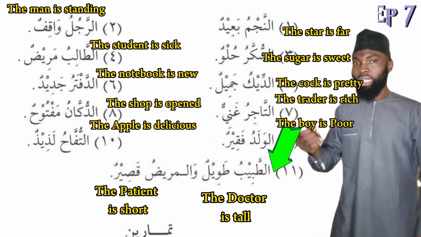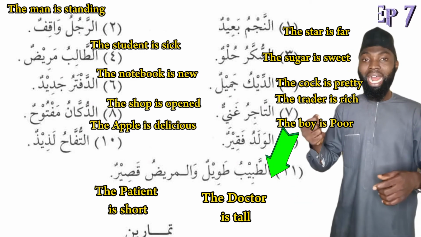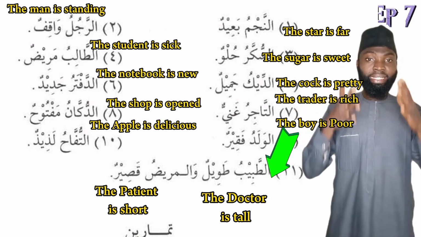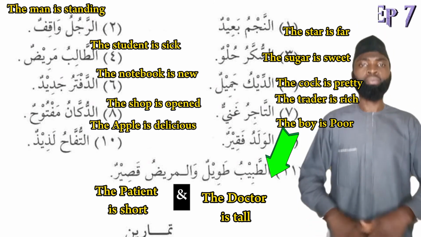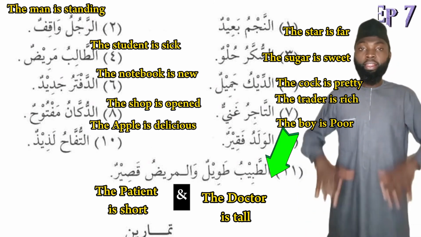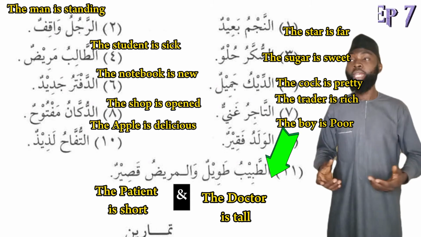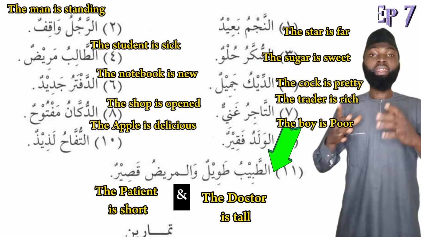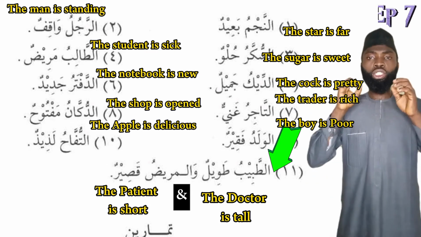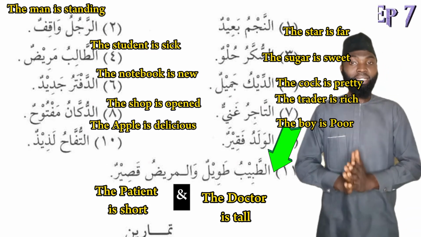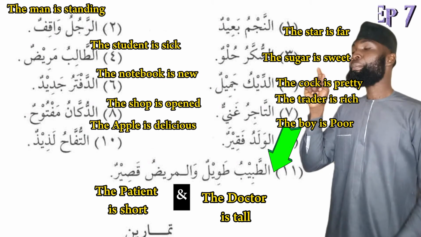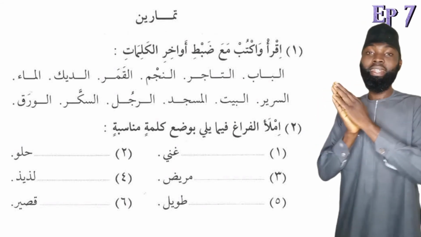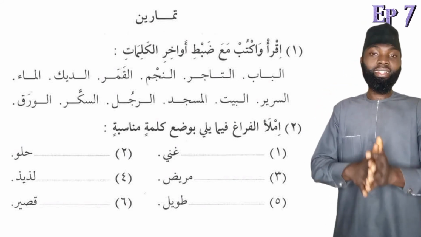And wal-maridu, now it is al-ma, not am-ma. Why? We know that. Wal-maridu qasirun. And the sick person, the patient, is short. While the doctor is a tall person, the patient is a short person. At-tabibu tawilun. The doctor is tall. Wal-maridu qasirun, and the patient is short. That is the end of this tamrin. Now let's move on to another exercise. This group of exercises will be the end of the exercises on this topic.